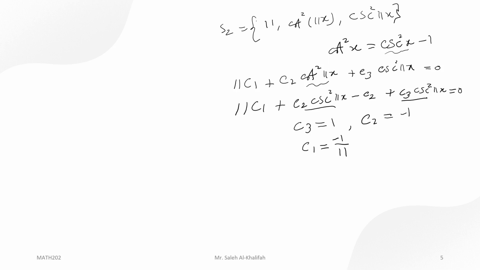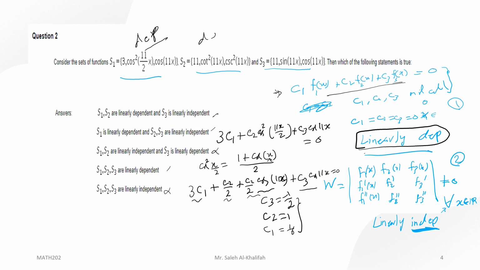الآن نتأكد لو عوضنا راح يطلع لي هنا minus 1 وهنا راح يطلع لي minus cosecant square مع plus cosecant square، هنا راح يتكنسلون وهنا راح يطلع لي plus 1، المعادلة satisfies، المعادلة صحيحة لهذه القيم، and all of these c's are not zeros، معناتها linearly dependent. تمام. نرجع للسؤال، say here it is dependent، فمعناتها هذه غلط مضبوط.